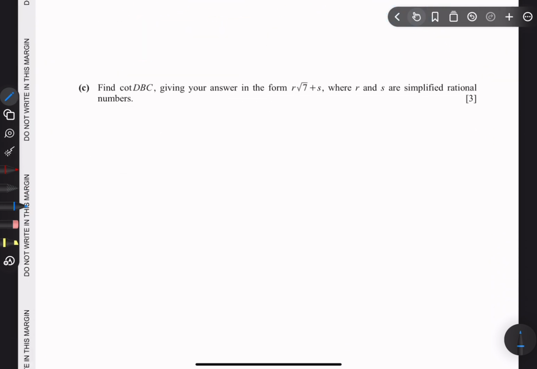Part C, find cotangent DBC, giving your answer in this form where R and S are simplified rational numbers. So we can rewrite this as 1 over tan DBC. And since if we use SOH CAH TOA, tan is opposite over adjacent, and since this is the inverse of tan, we know that is adjacent over opposite.